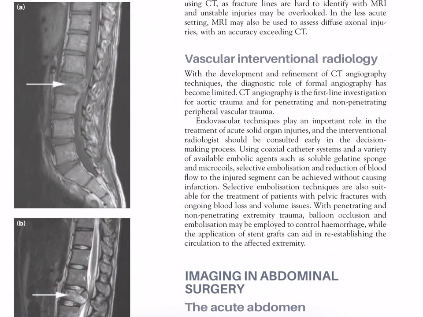Selective embolization techniques are also suitable for the treatment of patients with pelvic fractures with ongoing blood loss and volume issues, and with penetrating and non-penetrating extremity trauma. Balloon occlusion and embolization may be employed to control hemorrhage, while the application of stent grafts can aid in re-establishing the circulation to the affected extremity.